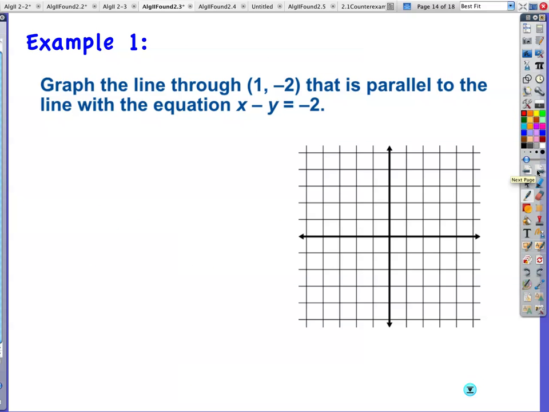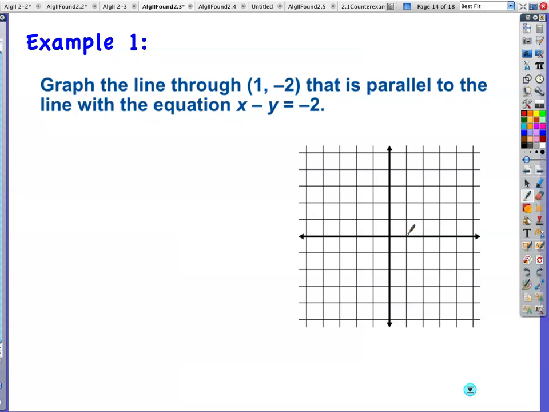Example 1, graph the line through 1, -2 that is parallel to the line with the equation of x minus y equals -2. Okay, if I would personally do this out of the blue, I would probably do it a different way, but the book is showing you one way, and plus it reinforces what we already learned in this section. So we're going to kind of stick with the book. All right, so here's what they're doing.